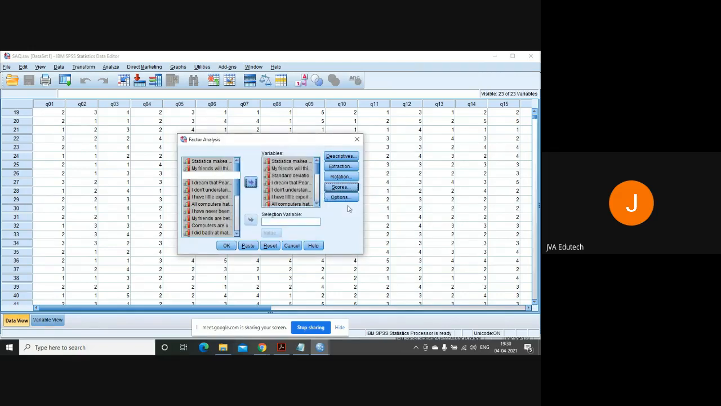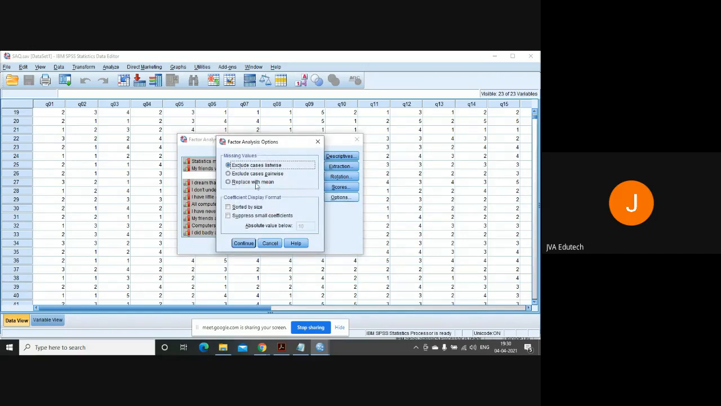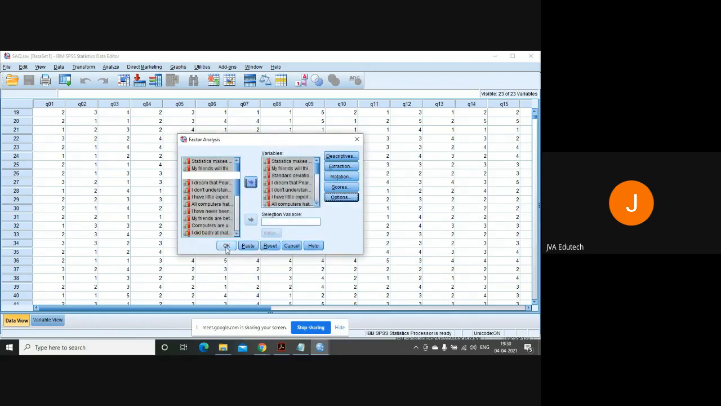Continue, and then go to options. In options, exclude cases pairwise, suppress small coefficients. I'll keep it at less than 0.4. Any coefficient less than 0.4 should be suppressed. So my cutoff value is 0.4. Continue, and then okay.